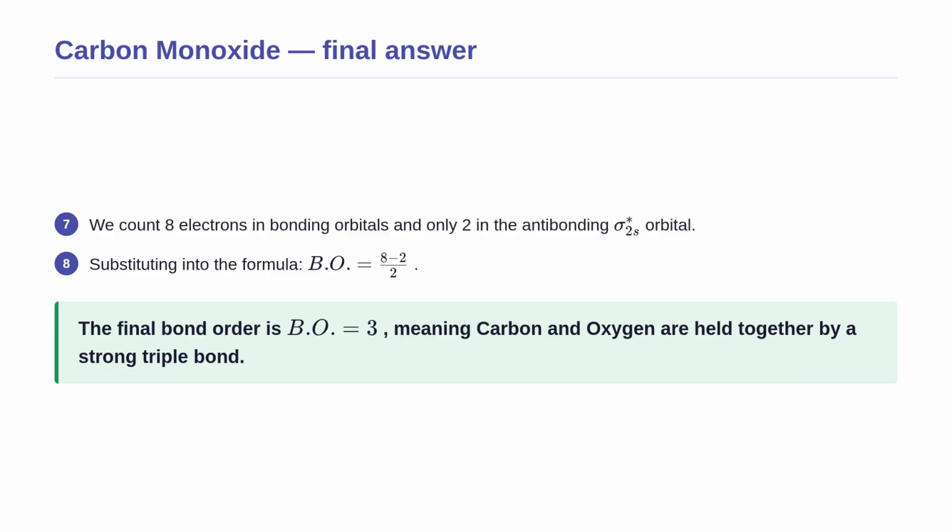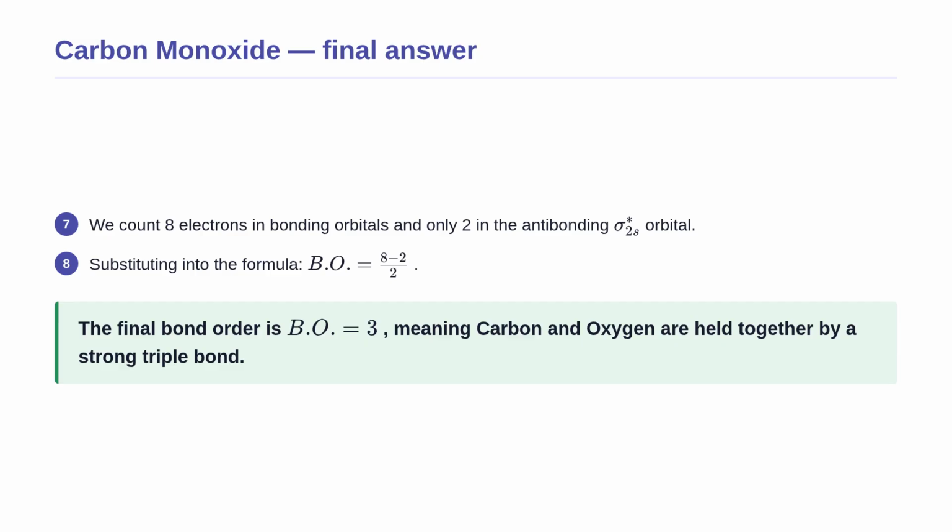Finally, we calculate the bond order for carbon monoxide. Looking at our filled orbitals, we count 8 electrons sitting safely in bonding orbitals. There are only 2 electrons trapped in the anti-bonding sigma star 2s orbital. We plug these numbers into our formula, subtracting 2 from 8 to get 6 net bonding electrons. Dividing by 2 gives us a final bond order of 3.